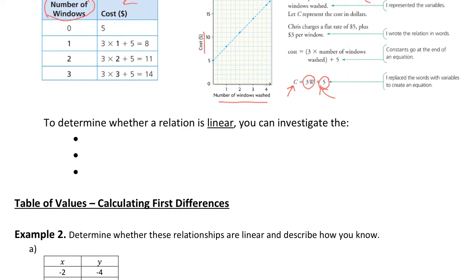So let's just make a quick note here that to determine if a relationship is linear, we can investigate three different things. We can take a look at the table of values. The other thing we can take a look at is the graph, and we can see if that graph forms a straight line. And then the third thing we can take a look at is the equation. We're going to be exploring linear equations later on. So we're going to focus today on the table of values and the graph making a straight line.